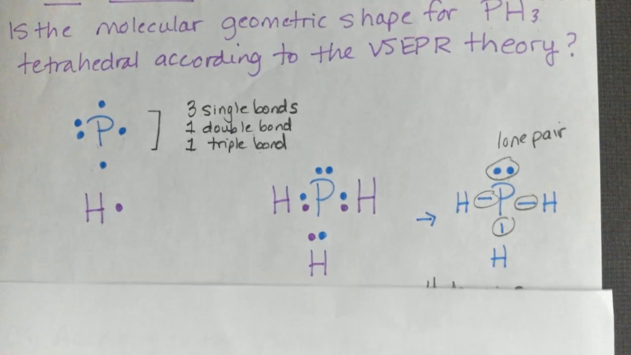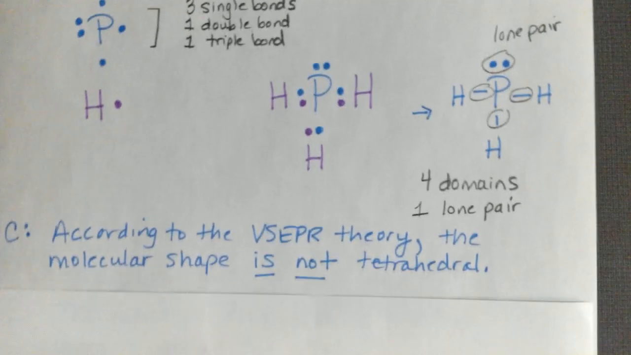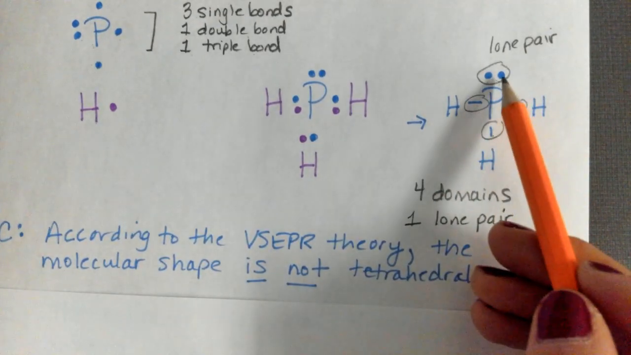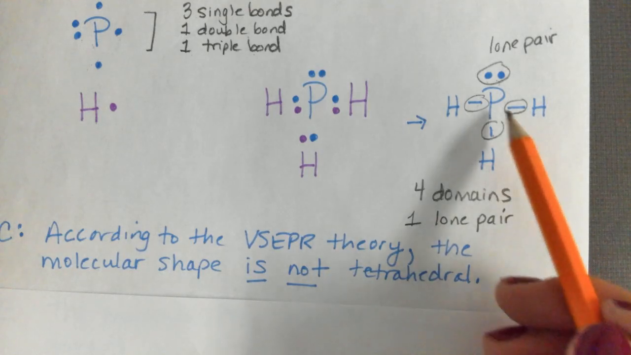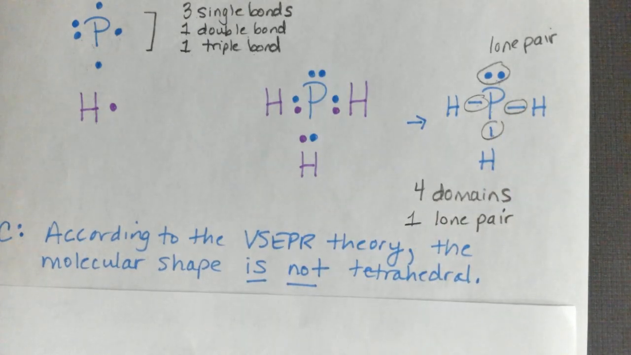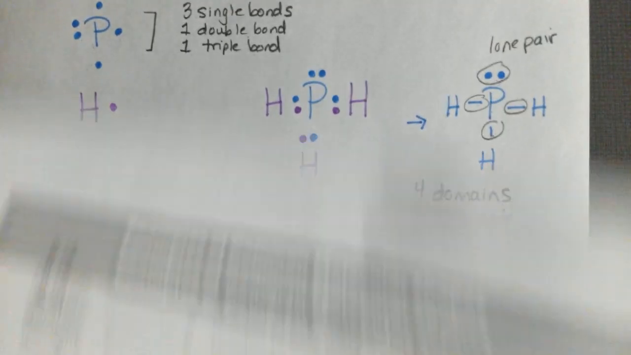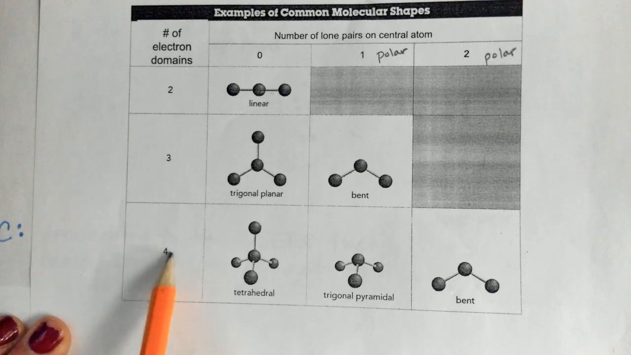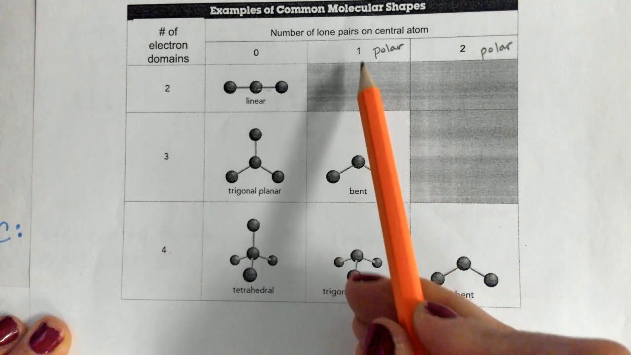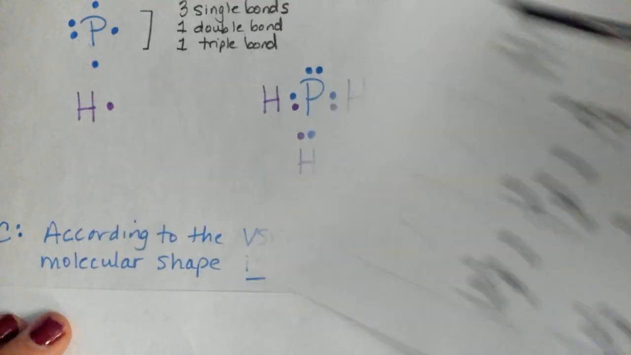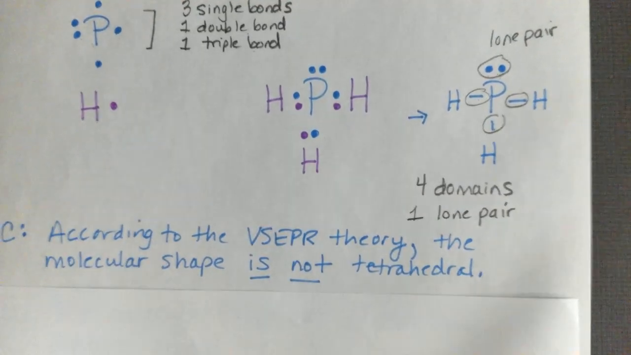Okay, so now we're ready to answer our question. Looking at our structure, we can see we have 4 domains. A lone pair counts as a domain, so you're counting your domains based on your central atom. If I have 4 domains and 1 lone pair, I can look at my shape sheet. I'm going to find 4 domains, and I have 1 lone pair, so that tells me my shape is going to be trigonal pyramidal. Now the question was, is it tetrahedral?